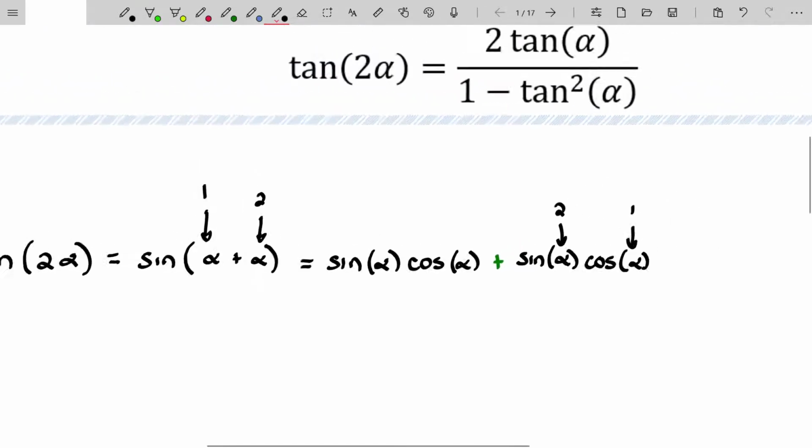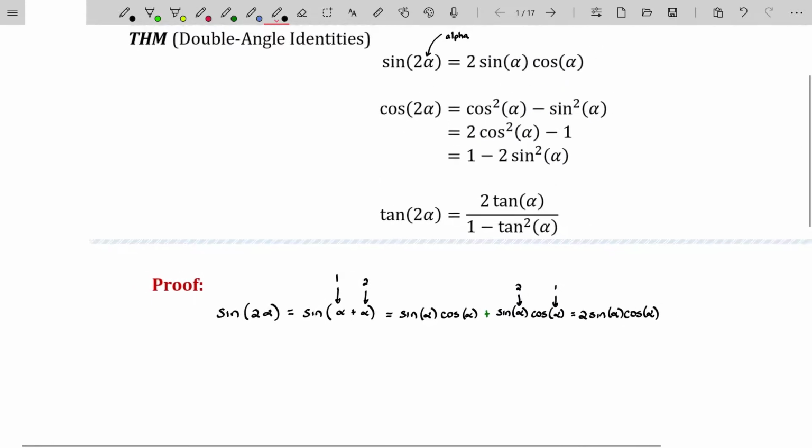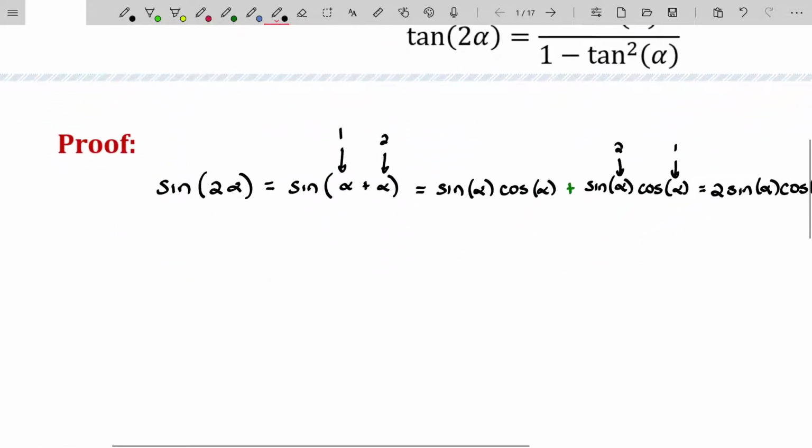So that is just going to equal 2 sine of alpha cosine of alpha. And that is the proof. Really fast, right? Especially when you think about all the other proofs that we've done, this is probably one of the fastest proofs. And luckily, the cosine of the double angle is proven just as quickly. So let's go ahead and do that one.